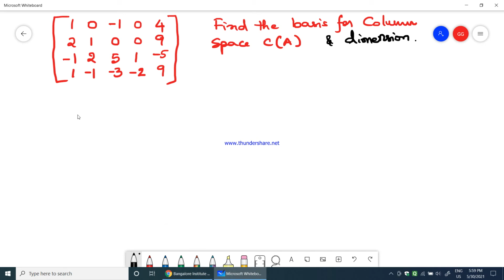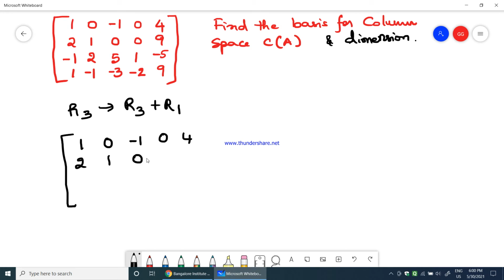Step by step we'll see the different steps that we can apply so that we can reduce this matrix into an echelon form. The first thing is I'll take row 3 and say row 3 plus row 1. So what do I get? I get 1 0 minus 1 0 4, 2 1 0 0 9, and then row 3 plus row 1: minus 1 plus 1 is 0, 2 plus 0 is 2, 5 minus 1 is 4, 1 plus 0 is 1, minus 5 plus 4 is minus 1.